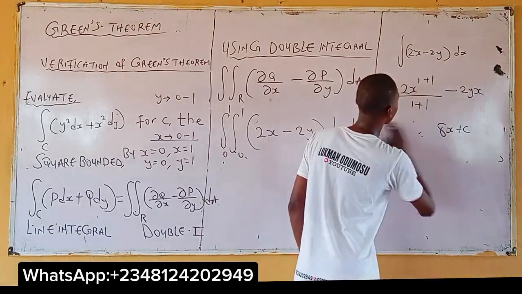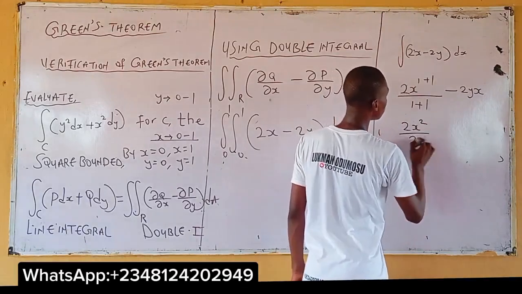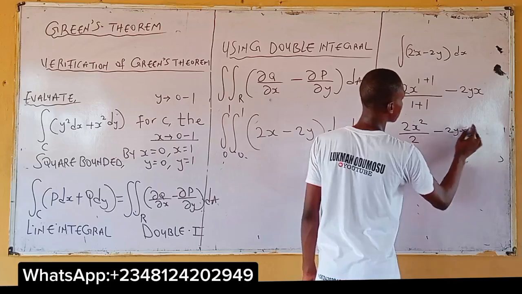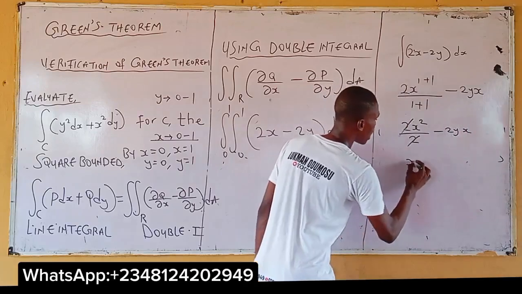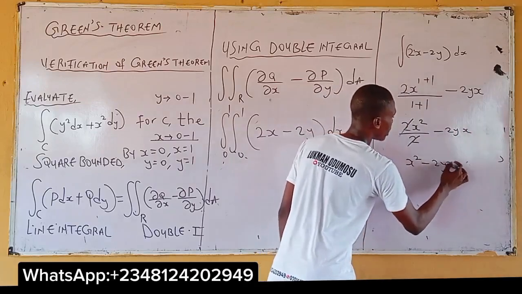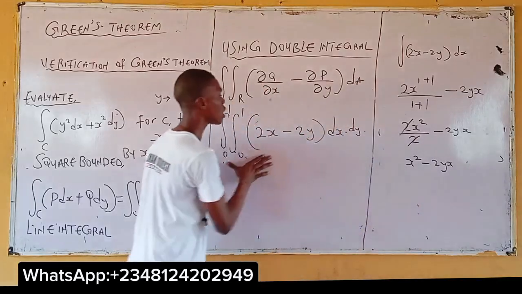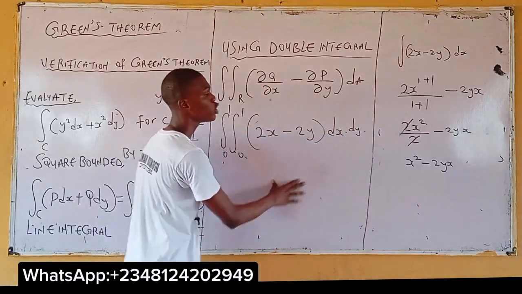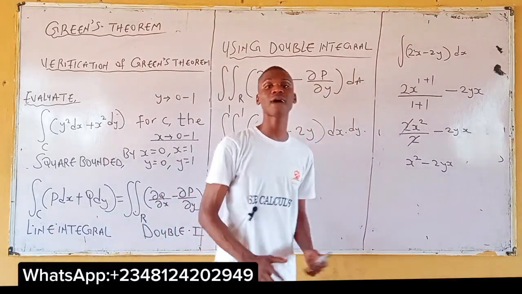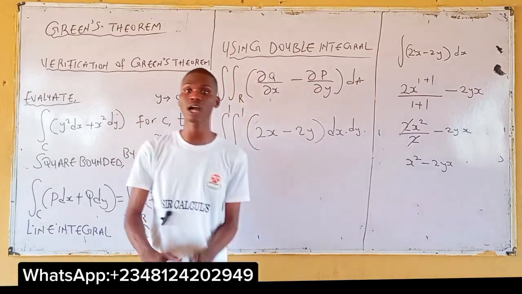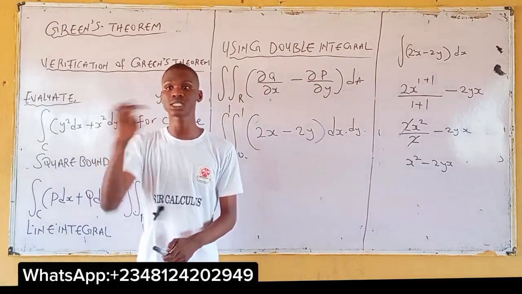Now, from here, meaning you have 2x squared all over 2 minus 2yx, right? Then the 2 cancels out. You are left with what? X squared minus 2yx. Meaning that from this form, you integrated with respect to x. This is what you got, right? And we said after integrating, you are integrating with a particular function, say x, introduce the limit.